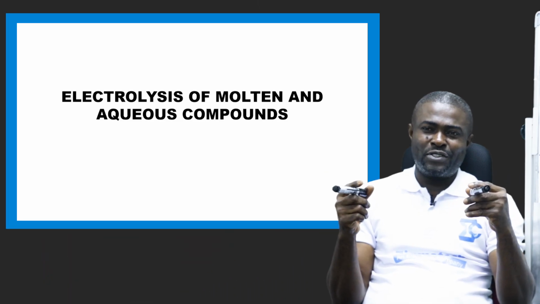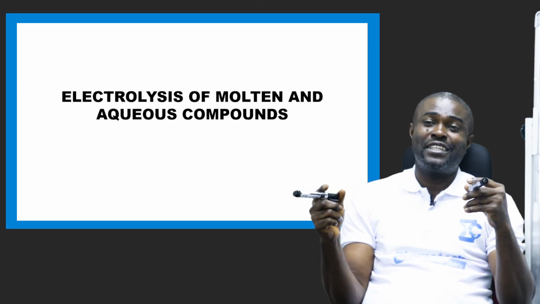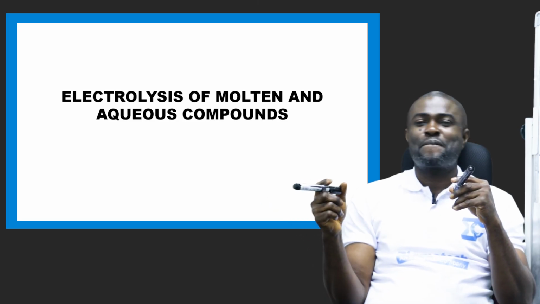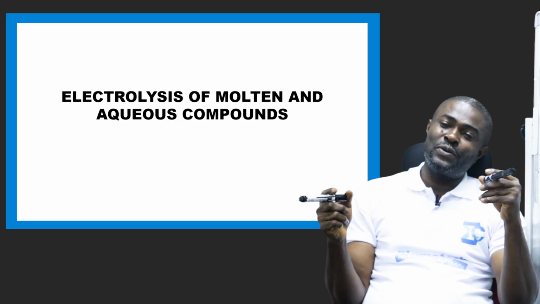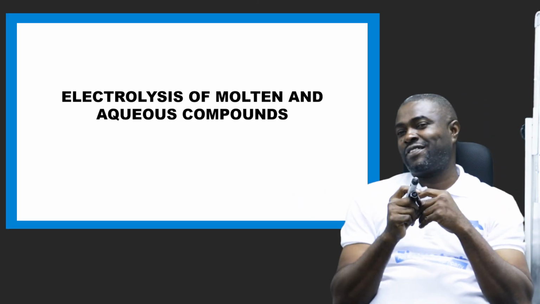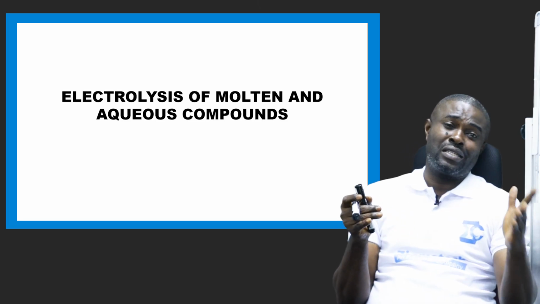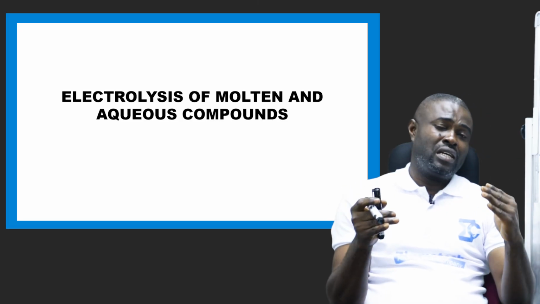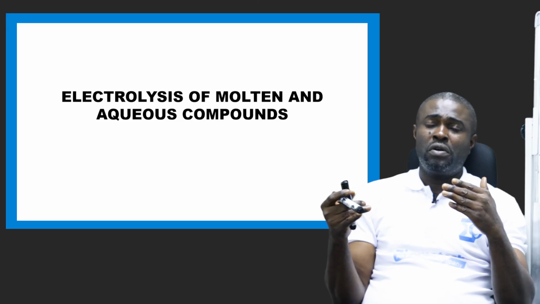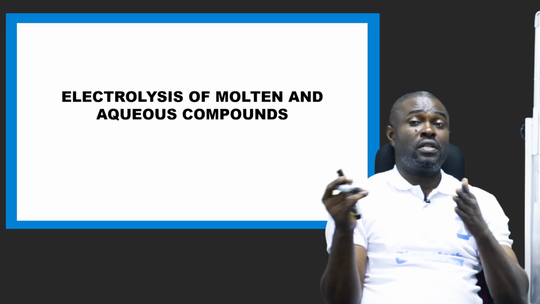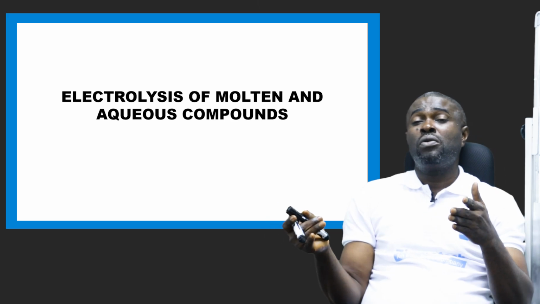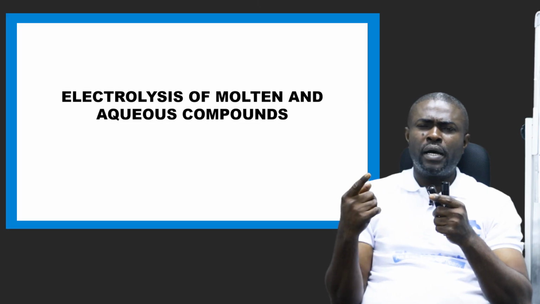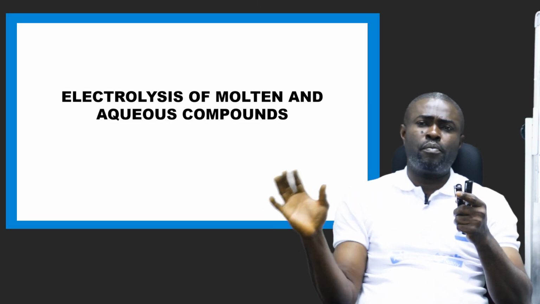Where does the gain of electron take place? At the cathode. And what is gain of electron in oxidation and reduction? Reduction reaction. Where does loss of electron take place? Anode. And what type of reaction? Oxidation reaction. Can you see how these things connect? From the previous topic, oxidation and reduction, we are dealing with electrolysis now. You see, that's why you must always pay attention when one topic is being treated before you move to the next.